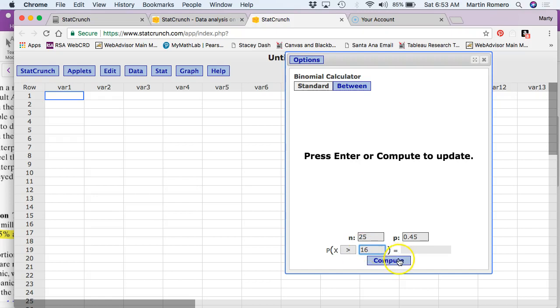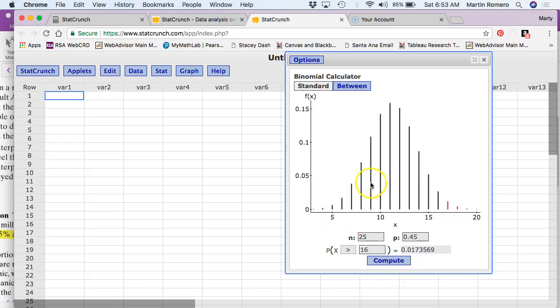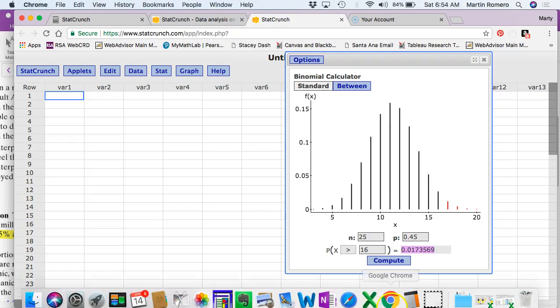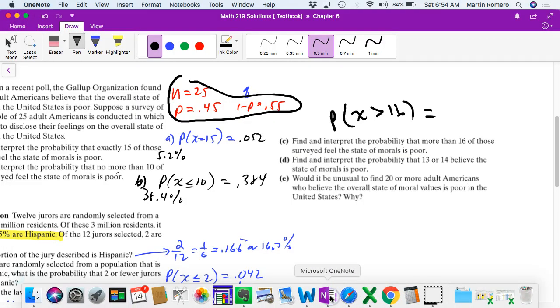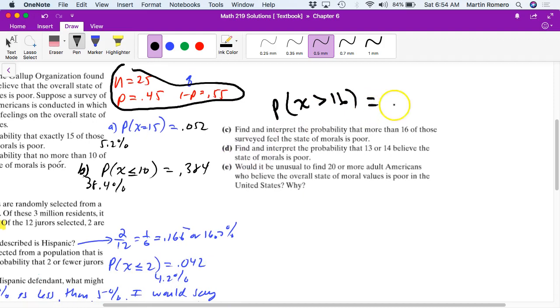Again, the binomial calculator shows the distribution of the probabilities for all the other answers. The ones we're interested in are here in red, and so you end up with 0.0174. So there's our answer right there, 0.0174. So that's the answer for that one using StatCrunch, 0.0174 approximately.